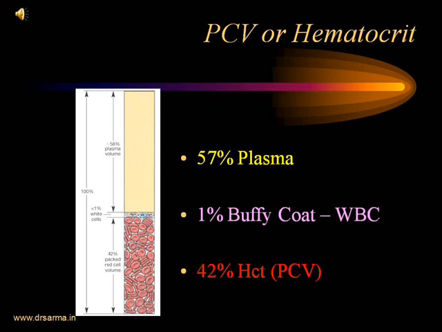There will be a small area of buff colored zone between the plasma and the packed red cells, and that area is around 1%. That is called the buffy coat, in which the WBC will be available. So, normal hematocrit ranges anywhere from 38% to 50%. An average hematocrit will be around 45%.